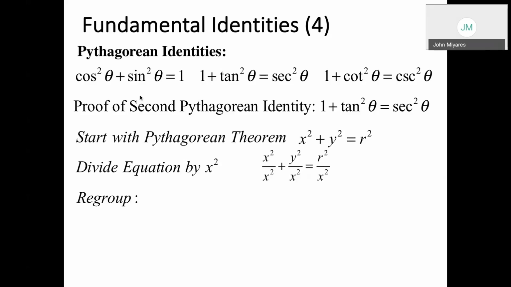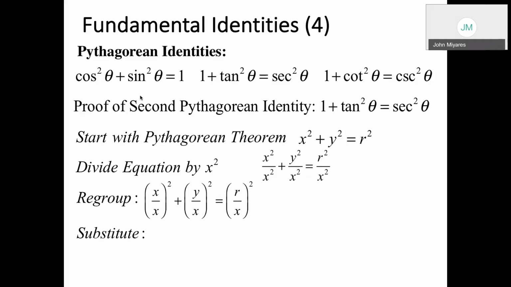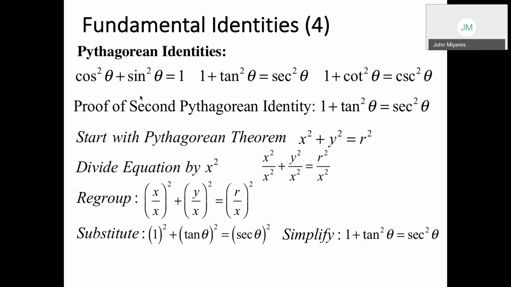Next, we'll regroup like we did before to get x over x quantity squared plus y over x quantity squared equals r over x quantity squared. Substituting in their definitions, this becomes 1 squared plus tangent of theta squared equals secant of theta squared, which when we simplify and rewrite using the alternate notation will give us 1 plus tangent squared theta equals secant squared theta.